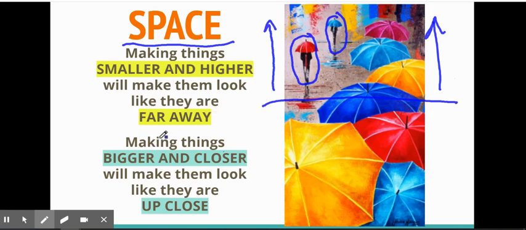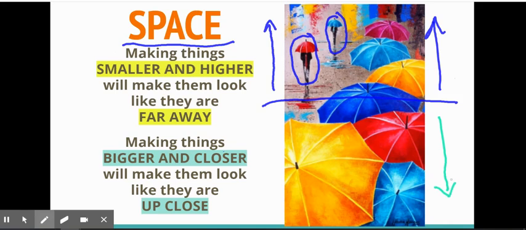So now let's switch gears. Let's figure out how we can make things bigger. If you make something bigger, like larger, and closer, it will make them look like they are up close to you. To you, the person, not like the other people in the drawing, like you and whoever is looking at this. So now let's look at the bottom portion.